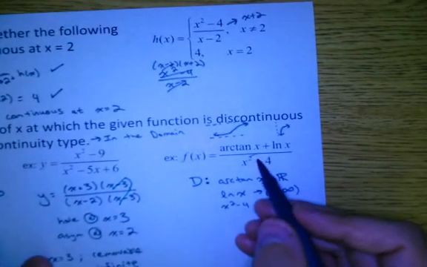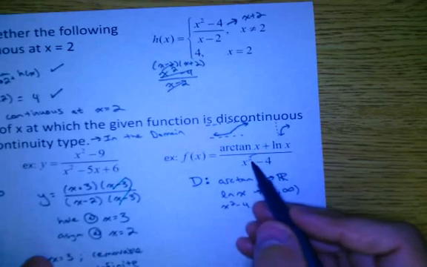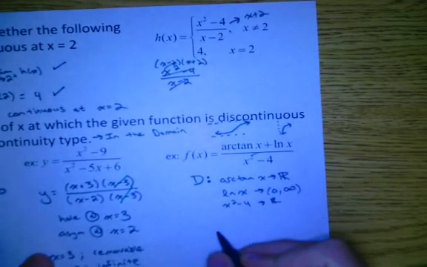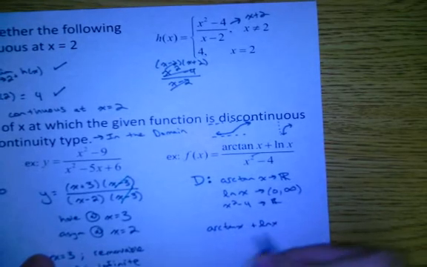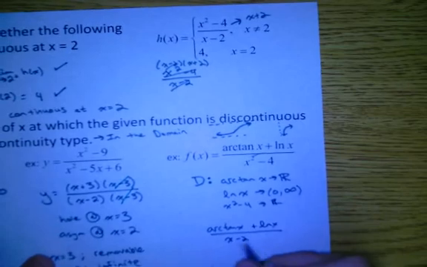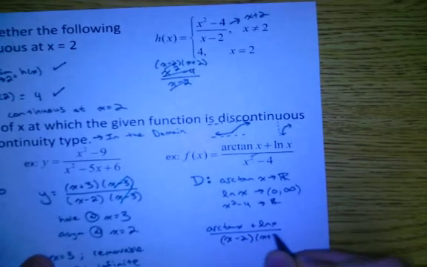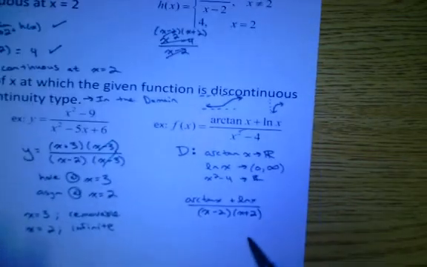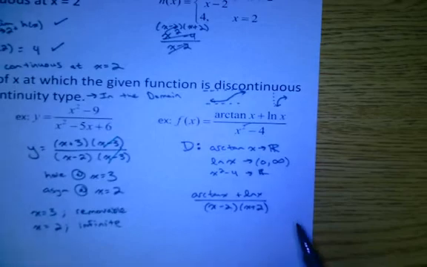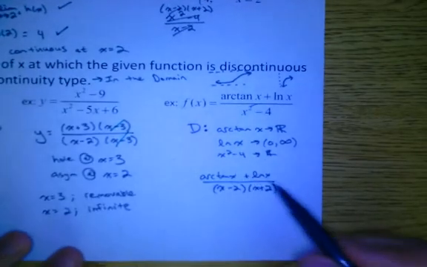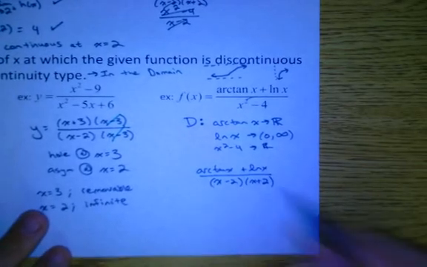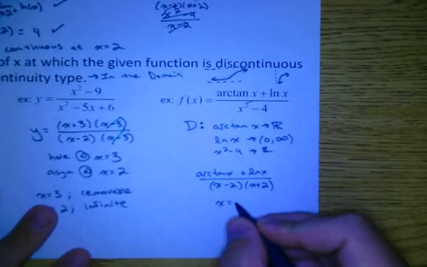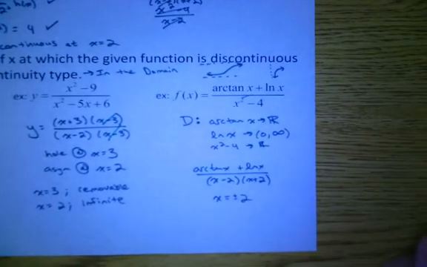So now when I look at this, the only thing I can do is factor, so I'm going to get arctan x plus ln of x all over x minus 2, x plus 2. So nothing cancels out, no hole. Piecewise would be the one that would give us the jump. And then, so it's going to have to be infinite here. So set both equal to 0, so x equals plus or minus 2.